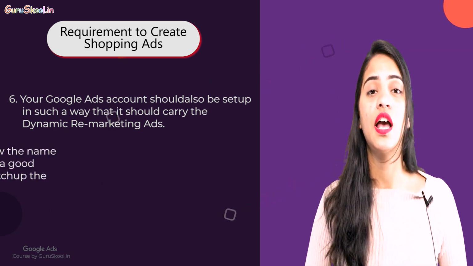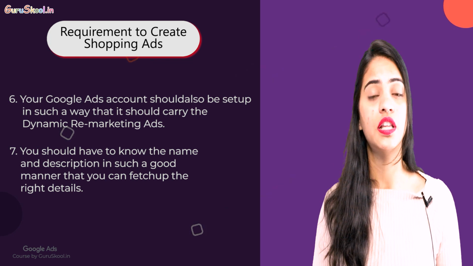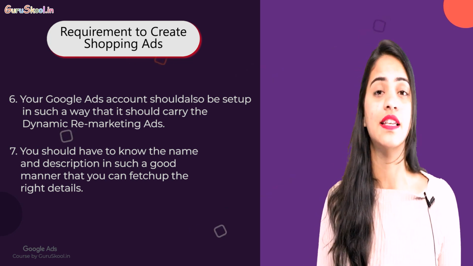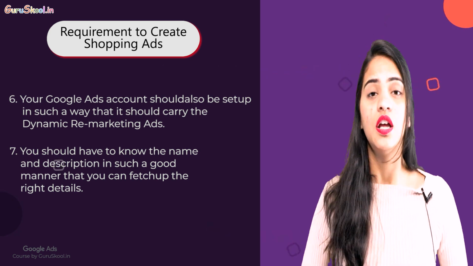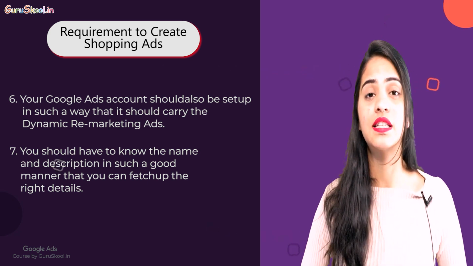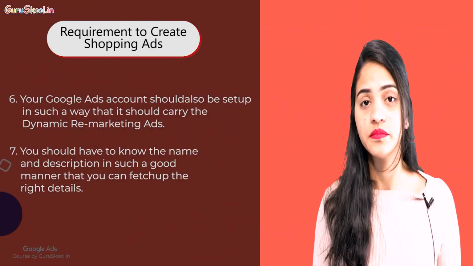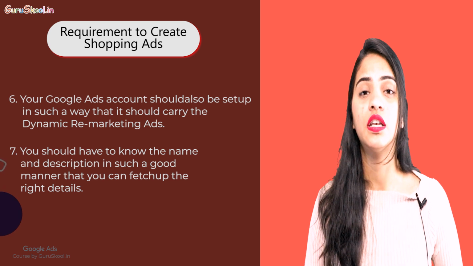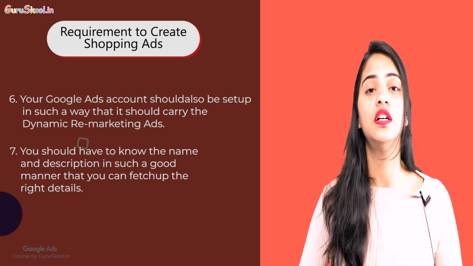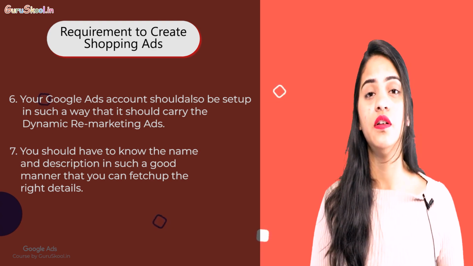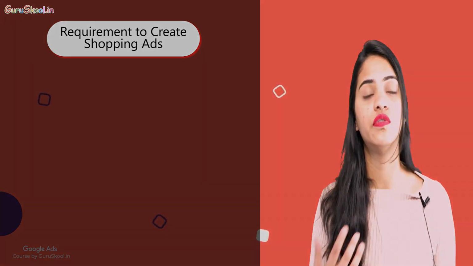Seventh, you should have your product name and description written in such a way that Google can fetch the right details and send the right traffic to you. These are the 7 main points required for a successful shopping ad, right? So this was all about the requirements, what we need to have to create good shopping ads. That's it for this video, and I'll see you in the next lecture in which we'll start with the practical.